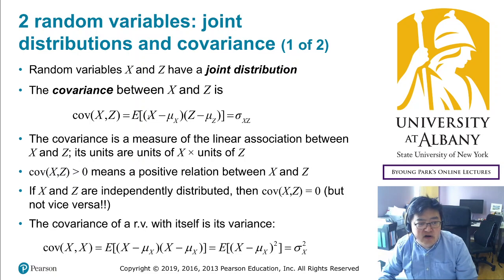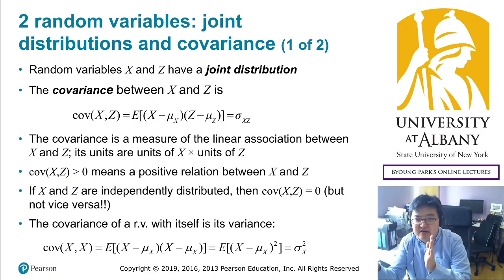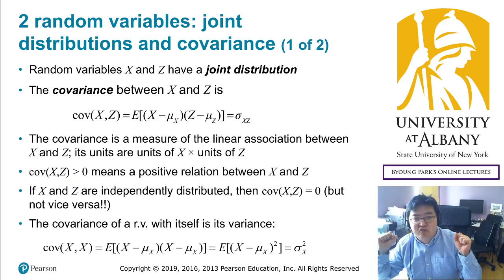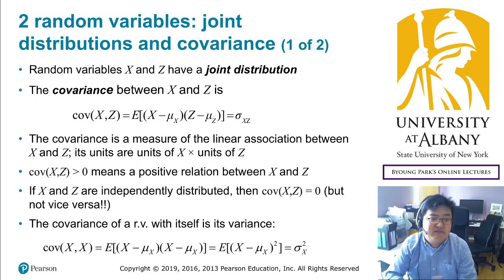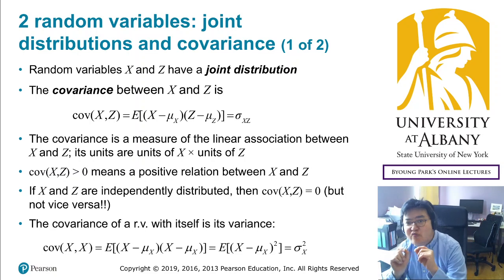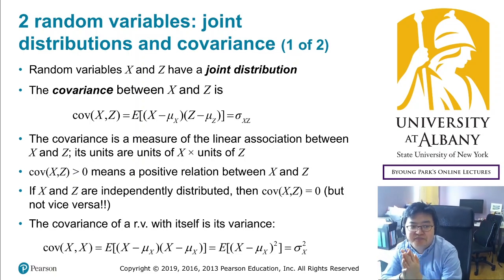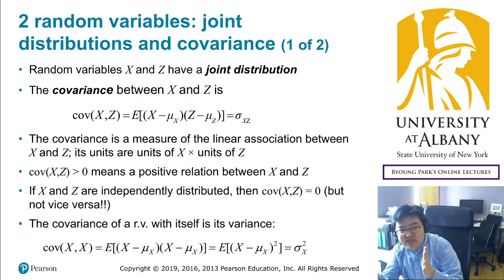But when the multiplication is negative, that means when x increases, z decreases. So they are moving in the opposite direction. And the expectation is just the average sign, whether the sign is positive on average or negative. In that sense, the covariance captures how two variables are related to each other. Simply, when x increases, if z increases too, then the covariance will be positive. And if, when x increases, z decreases, then the covariance will be negative.